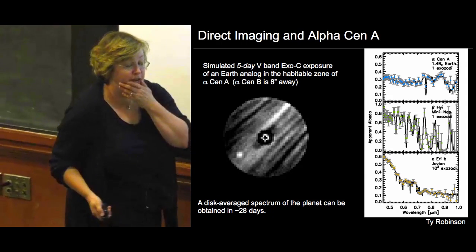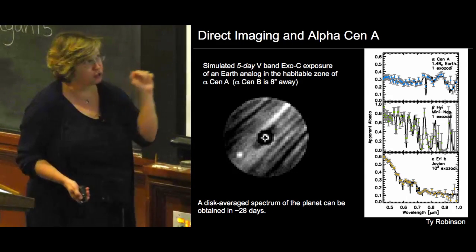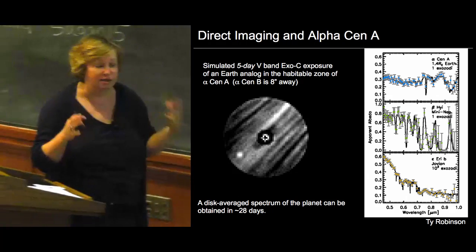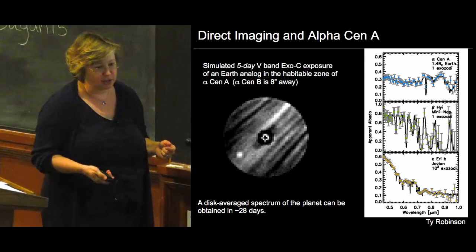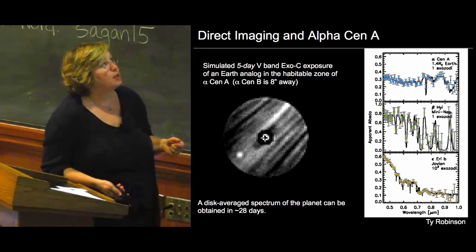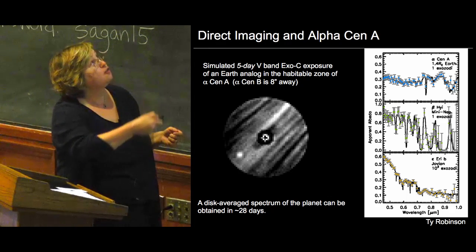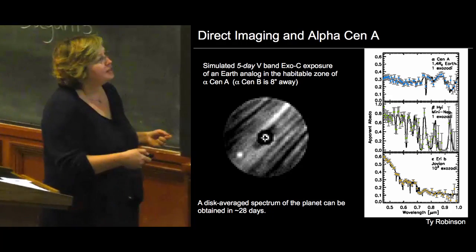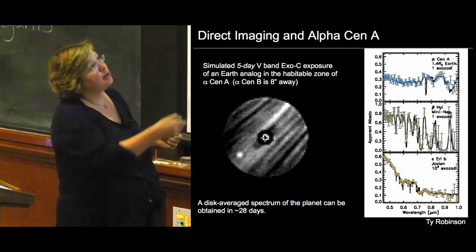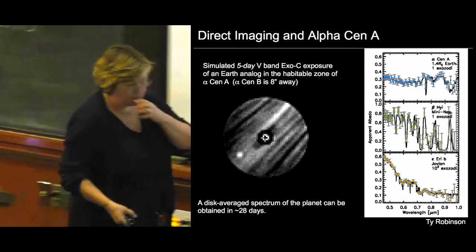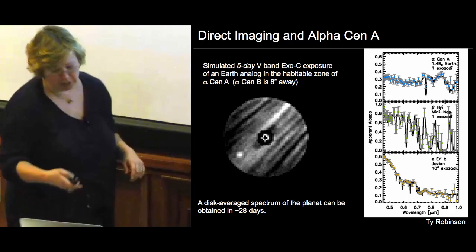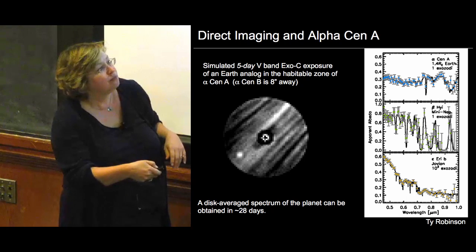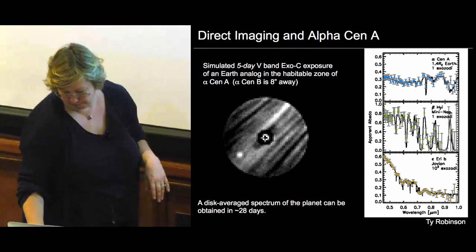One of the things we did focus on for EXOC, and is kind of one of the jewels in its crown, is that we designed it, this is a concept, not necessarily going to fly, to be able to actually null out the second star in the Alpha Cen system. And so we could potentially look around one of the stars in the binary. These are simulations of basically a 5-day integration in V-band, being able to get an Earth-sized planet in the habitable zone of Alpha Cen A, and a disk-averaged spectrum of the planet in about 28 days. That's what we were showing up here with the noise model in place. So that would be pretty fantastic. But you can also see the other sorts of spectra that we would hope to get, Jovian planets and mini Neptunes as well.